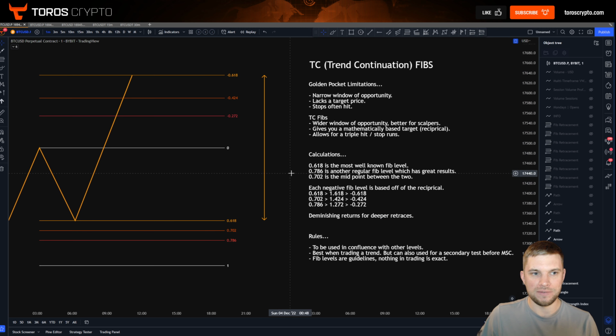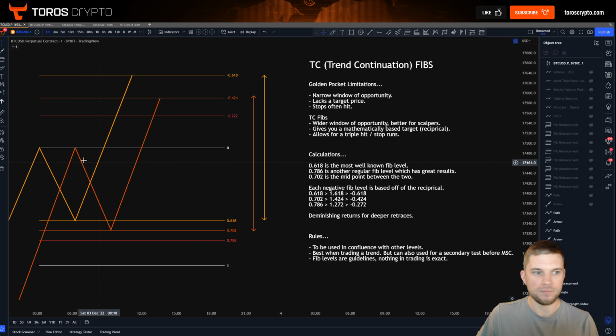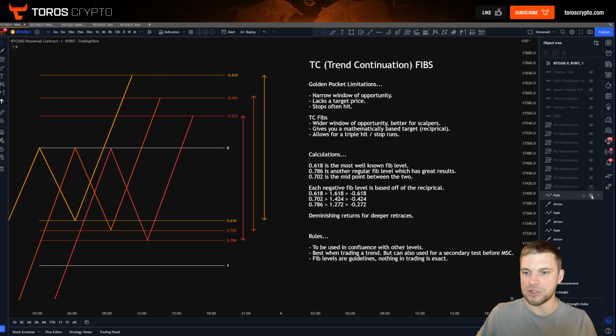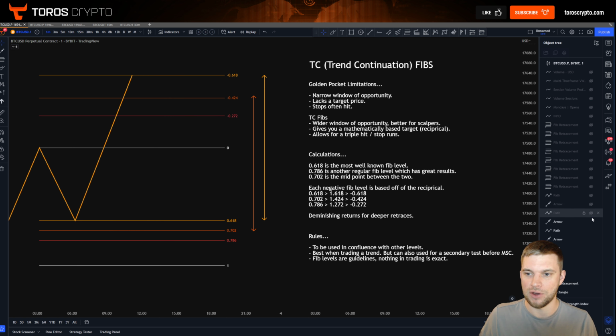The second one off of this, okay, if you are going from your 702 retrace, then you'd be looking up towards your 424, and then that gives you a retrace into the 702, back into the 424 there, and then the same here, your 786 goes into the negative 272. So you've almost got those diminishing returns. The deeper the retrace, the less the return. So you have those diminishing return effects off of these.